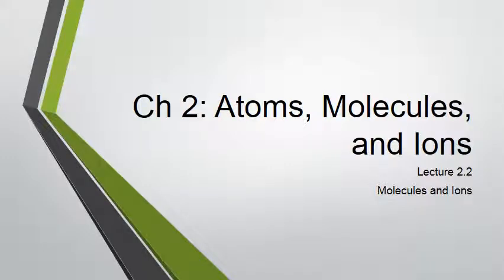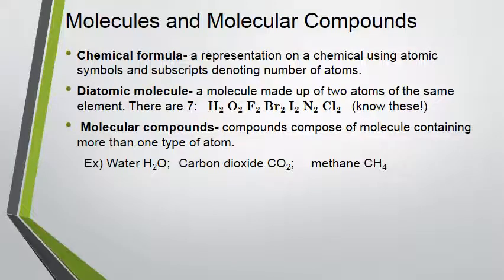This is the second lecture for Chapter 2, Atoms, Molecules, and Ions, and this one will focus in on the molecules and ions. So molecules and molecular compounds. First thing when we're talking about combining atoms together is we need a way of representing them, and we do that using a chemical formula.